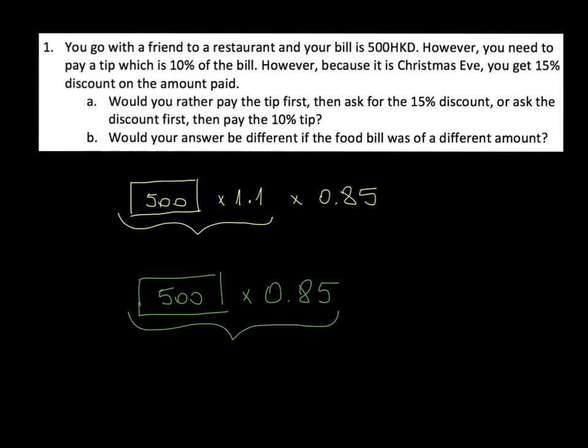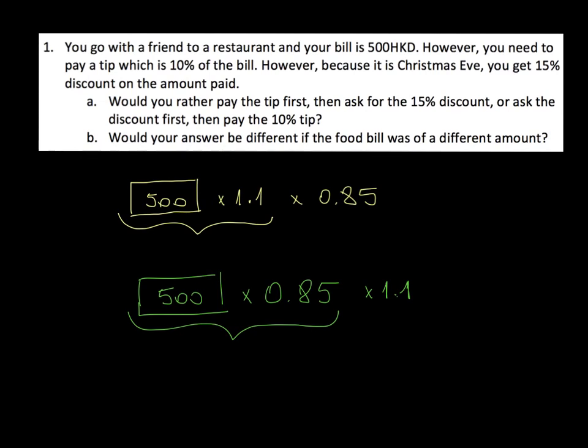But now you need to pay a 10% tip. So if you add a 10% tip, you'll pay 110% of this amount. So you end up with 100% the food plus 10% the tip.